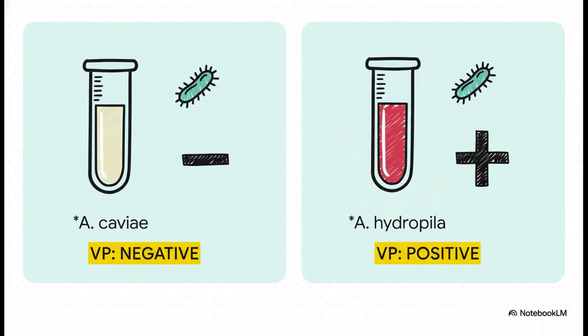So, how do we nail the ID? It really comes down to a few key biochemical tests. The positive oxidase test separates it from the entire Enterobacterales order. Resistance to the vibriostatic agent O129 separates it from Vibrio. But within the Aeromonas genus itself, the single most useful test is the Voges-Proskauer, or VP. Aeromonas caviae is VP negative, while its more notorious cousin, Aeromonas hydrophila, is VP positive. It's a simple, elegant, and powerful differentiator.